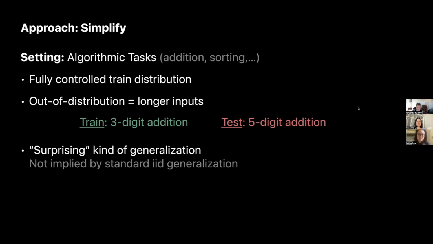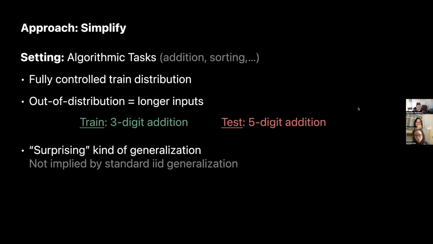So our approach here is to simplify this problem as much as possible. We're going to focus on algorithmic tasks like addition and sorting. This is nice because we can fully control the train and test distribution. And we can ask a very interesting question of whether or not the model can actually learn the algorithm from just training on input and output data.